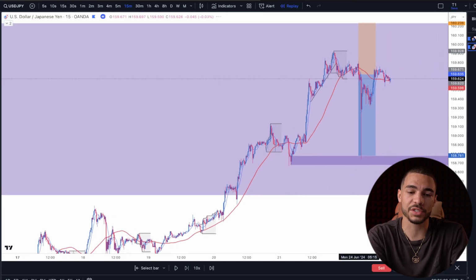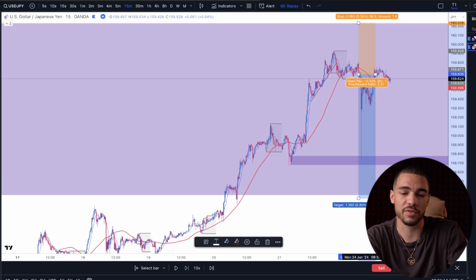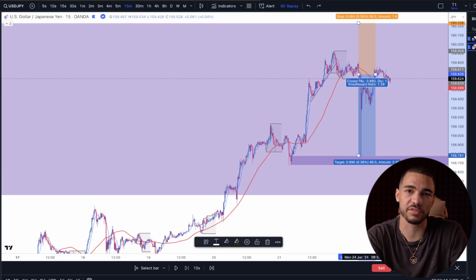So to me, the rejection order block is known, but I don't know if we're going to continue to break that zone. And that's why I don't target a further level and I just stop there for a safe take profit.